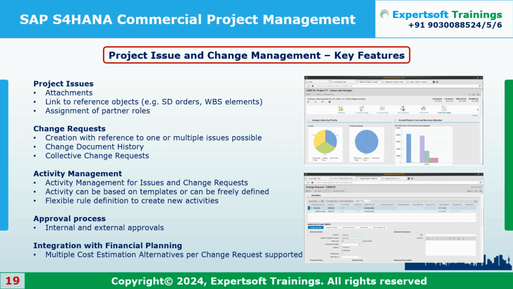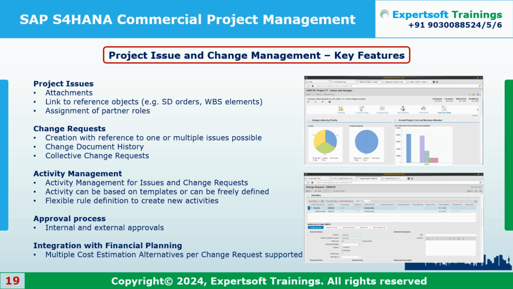Then your activity management. In that you're going to link one sort of activity. Activity is nothing but a task, or you can provide a checklist over there. Based on that he can do your activities. Then as I said, the approval process can be internal or external approvals.